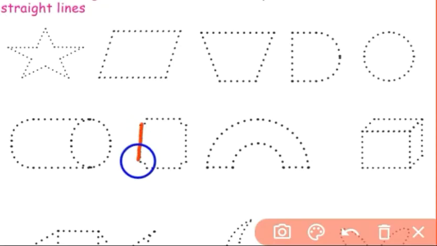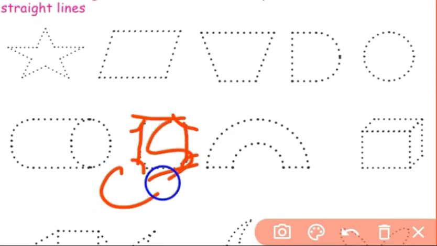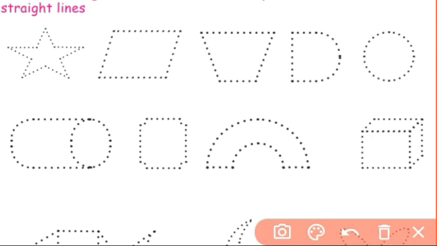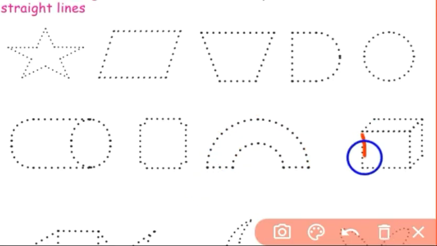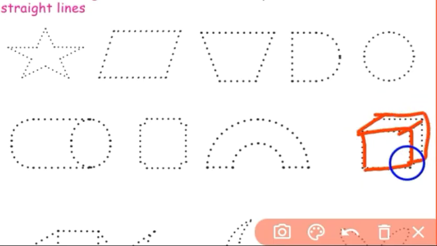Next is straight line, again curved line, again straight line. So you have to write here CS. Next see straight line and curved line. So you have to write here CS. Next see all the lines are straight. So you have to write here S.